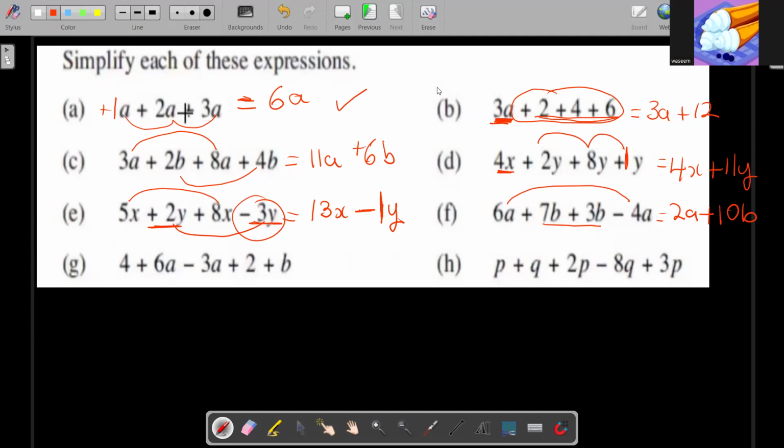Nathan, go ahead. Part G. So G, first you have to add the whole numbers. 4 plus 2 is 6. And then for the variables, 6a and b, which is 1b. So it is 7a. And then we have a minus 3a. So it is 6 plus 7a minus 3a.